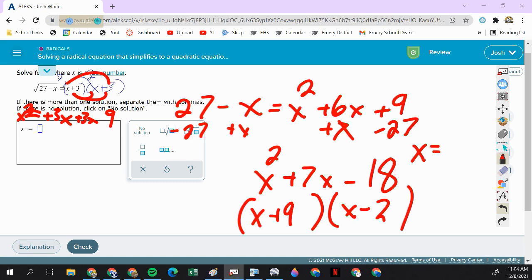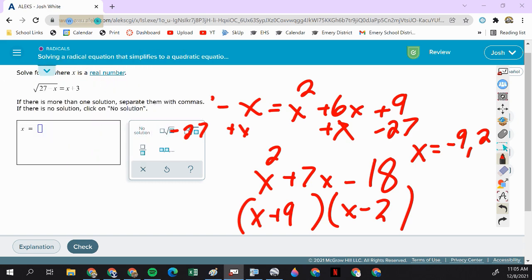All right, so what are the roots? Negative 9 and 2. Should I just throw out the negative? Not necessarily. I have to look at the original problem. Is negative 9 okay? No. Why? It's still negative after I add the 3. So look right here.